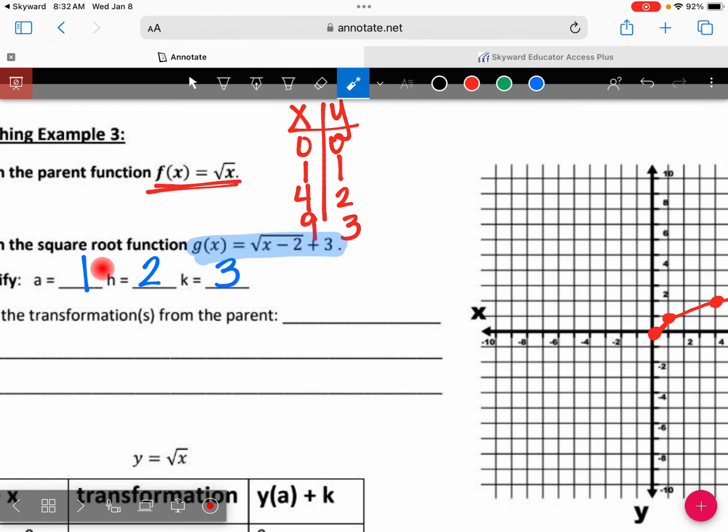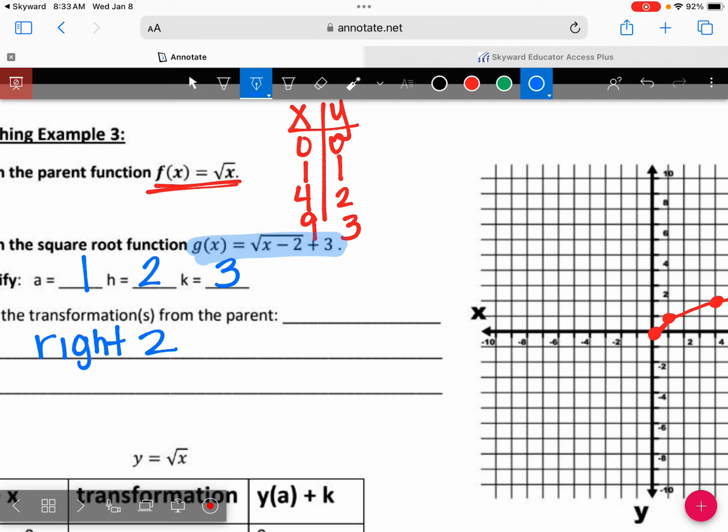This is not going to change our graph, but these two will. So when I compare my second graph to the mama, these two are going to change it. Because H is +2, is that going to make the new graph move left 2, right 2, up 2, or down 2? Right 2. So let's write that down. That's our first change. When we talk about a transformation, we're saying, how does it change from the mama?